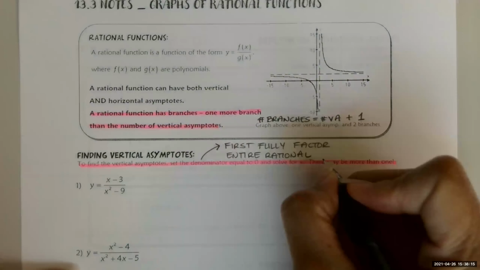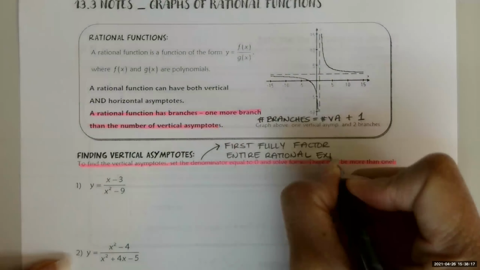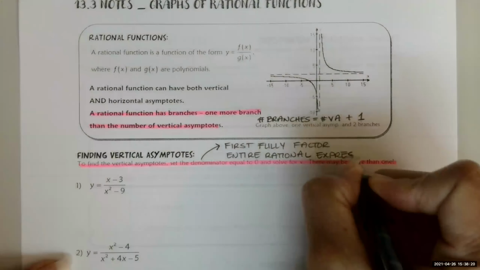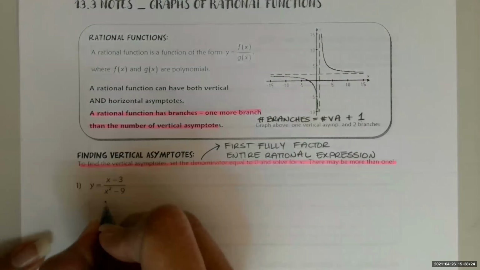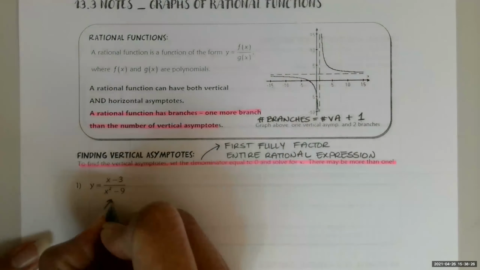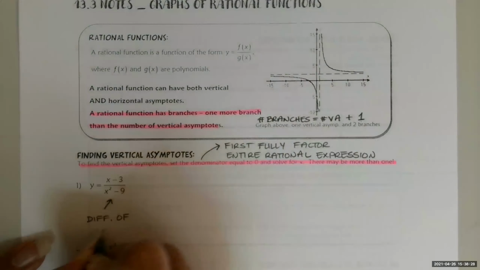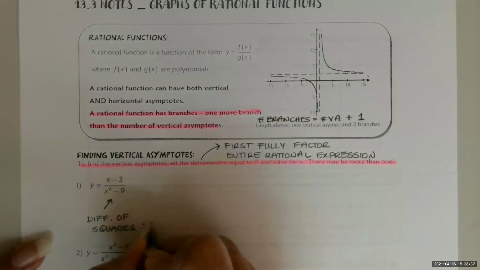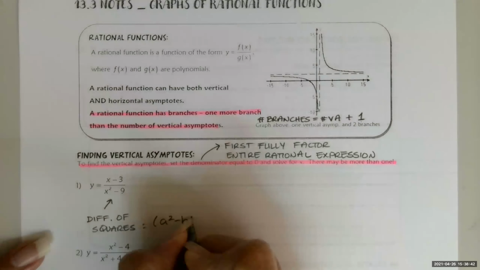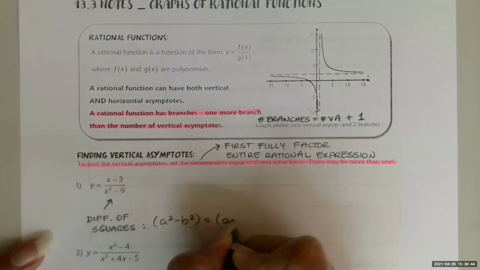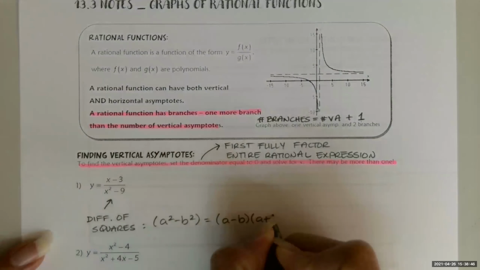So let's look at the following examples. We have a rational y equals x minus 3 over x squared minus 9. Hopefully you are noticing right here that this is an example of a difference of squares. So we are going to need to factor wherever possible. Difference of squares told us that if we had 2 squares that we're subtracting, we can square root each of those terms and rewrite it in a minus b, a plus b form.